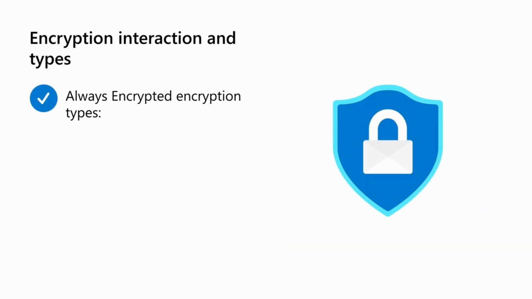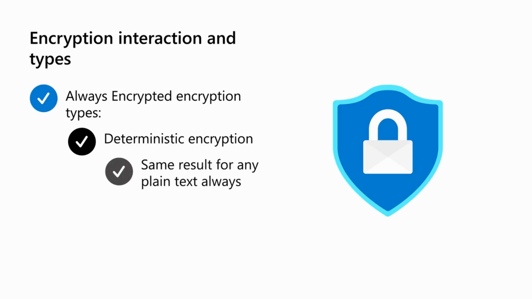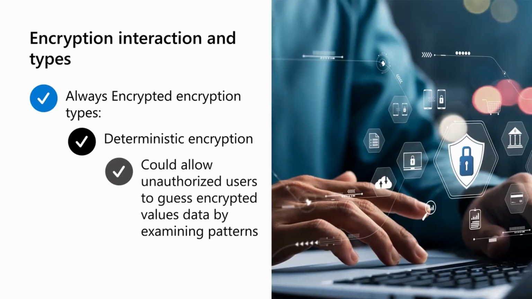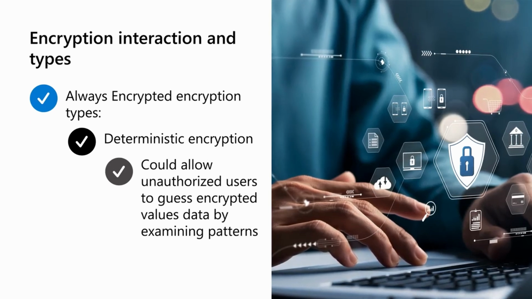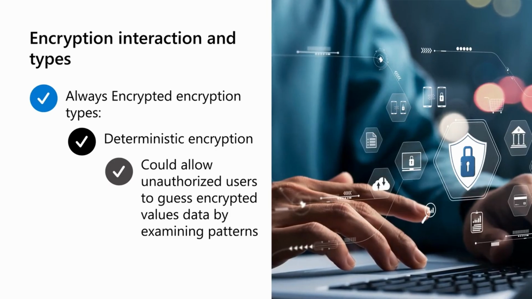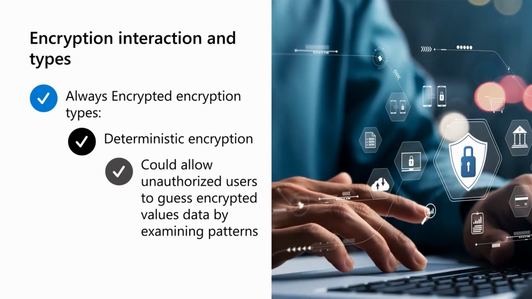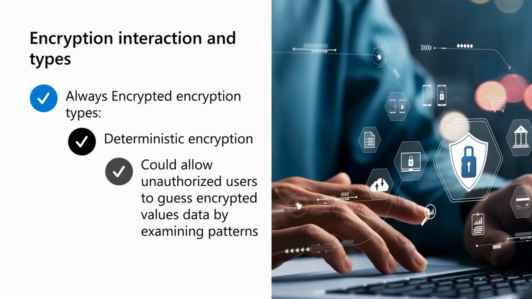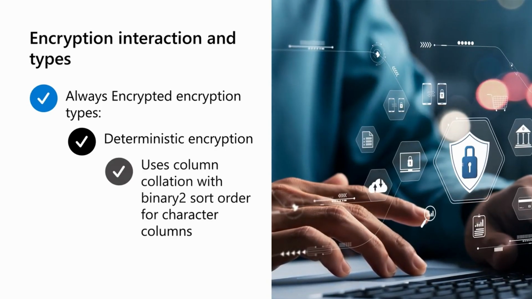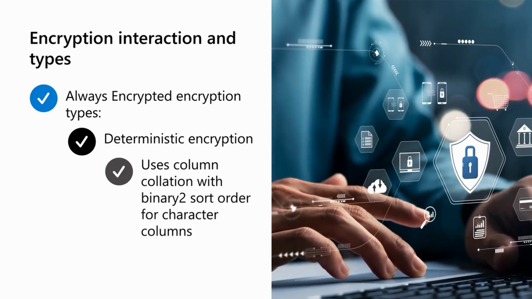Always Encrypted offers two types of encryption, randomized and deterministic. Deterministic encryption always gives the same result for any plain text. It's useful for point lookups, equality joins, grouping, and indexing on encrypted columns. It could, however, allow unauthorized users to guess data about encrypted values by examining patterns in the encrypted column, especially true if there's a small set of possible encrypted values like true, false, or regional directions like north, south, east, west. Deterministic encryption must use a column collation with a binary 2 sort order for character columns.